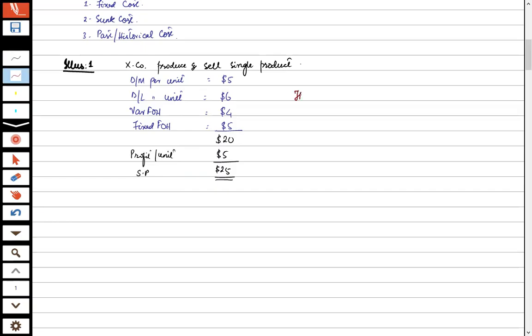The company received an offer from an overseas customer for the supply of 10,000 units at $17 each.